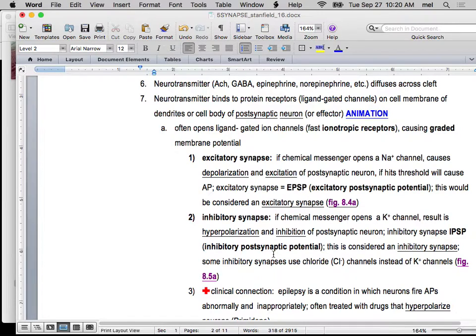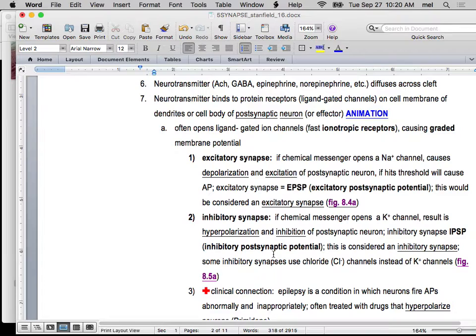Just break it down. Excitatory for obvious reasons. Postsynaptic is where it's occurring. And potential because it's a graded potential that's occurring on the postsynaptic cell. So if the chemical messenger opened a sodium channel, it causes depolarization and excitation of the postsynaptic cell. If it hits threshold, you'll get an action potential, but you don't always. This is considered an excitatory synapse when that occurs.